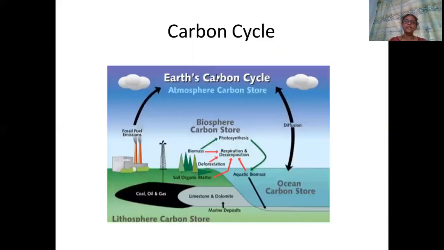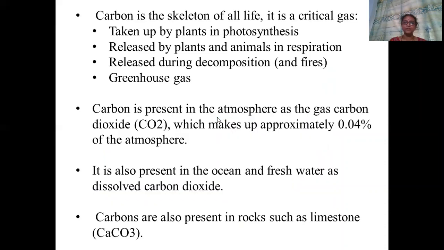One such example that we are going to learn today is the carbon cycle. This diagram represents the carbon cycle. You can see that the biosphere, the atmosphere, the hydrosphere, and the lithosphere are exchanging carbon among each other, so that this carbon cycle is occurring smoothly. Now, why should we learn about carbon? Carbon is the skeleton of all life.